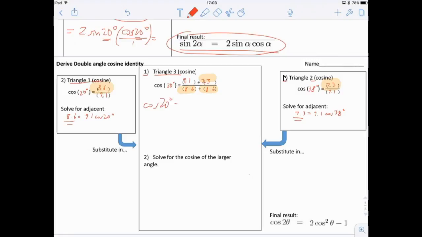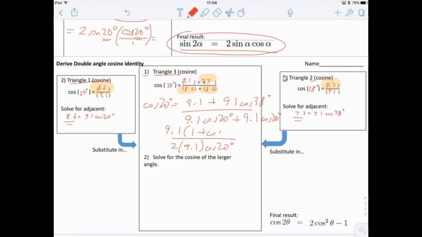Cosine of 20 degrees is equal to, and then we leave 9.1 because we don't have any value to substitute in there. For 7.3, we're going to substitute in 9.1 cosine of 38 degrees. For 8.6, we're going to substitute in 9.1 cosine of 20 degrees. Plus, and you notice we have that twice. So some people might say, if we have 2 of these identical terms on the bottom, we can combine those and put 2 times 9.1 cosine of 20 degrees. And on top, maybe we'll factor out 9.1 to simplify. Cosine 38 degrees. Oh, look at that.